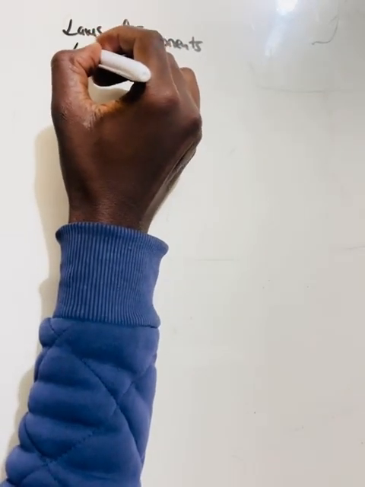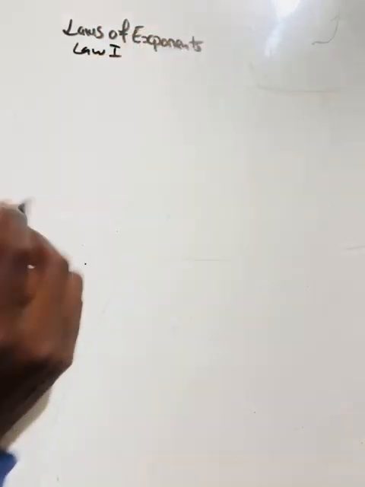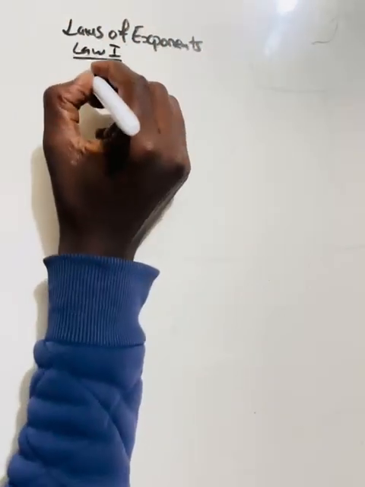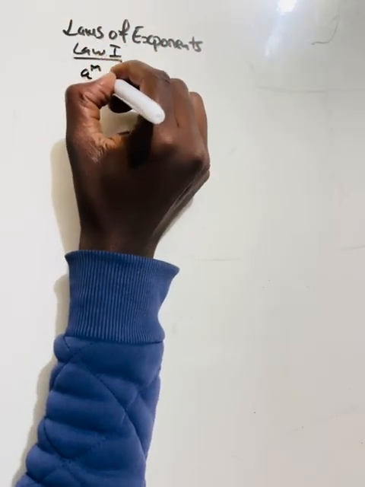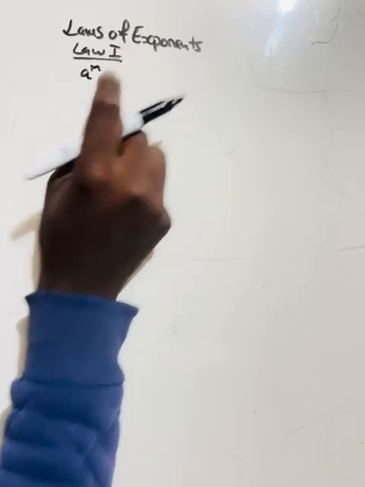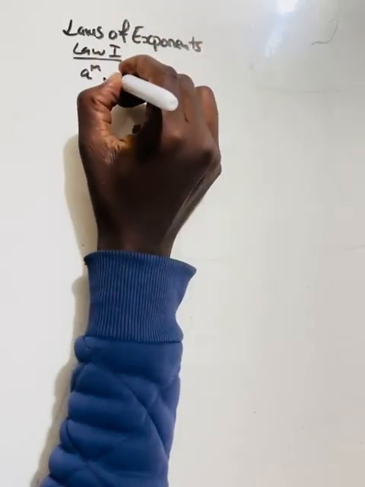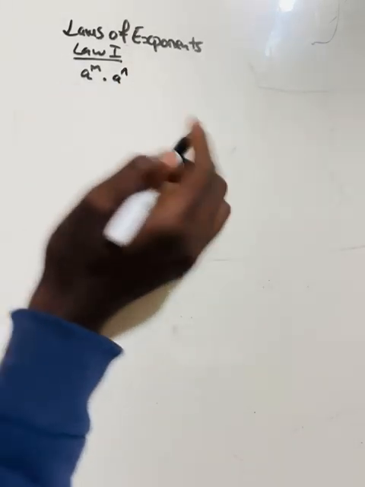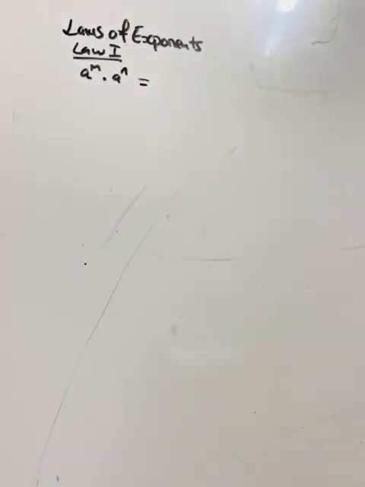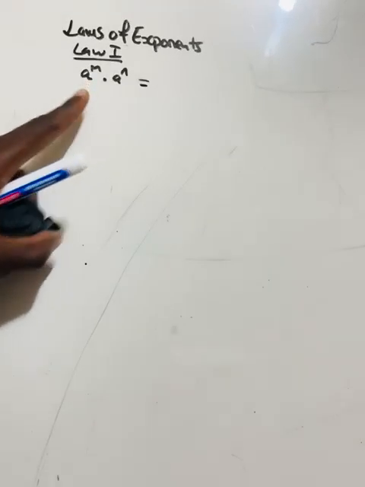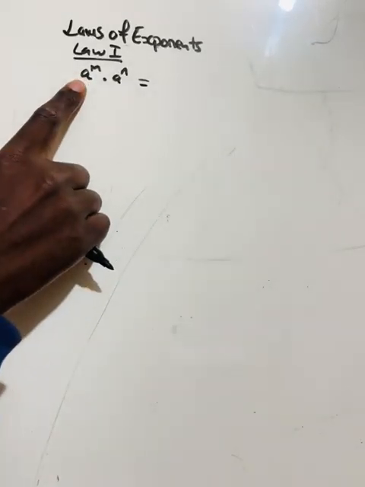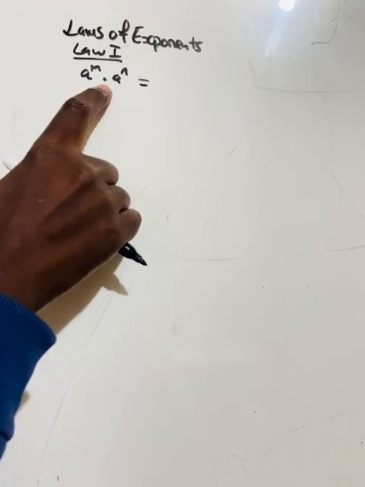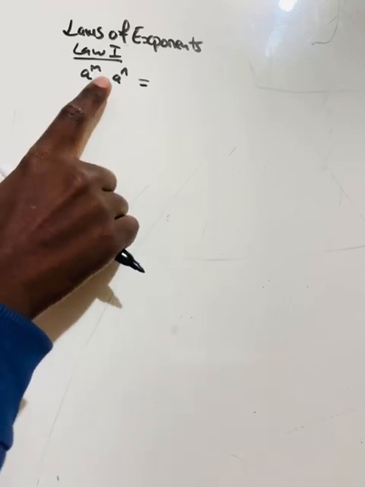We have got the first law, law number 1. And on law number 1, what is stated? What does it say? It says that a to the power m multiplied, this dot means multiply, multiplied by a to the power n, right? This is the first law. What is it saying? Remember, the a is representing a base. So we are being told that base a is identical to another base. And the operation is saying multiply.